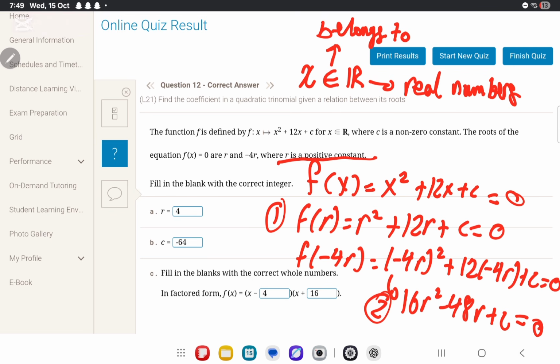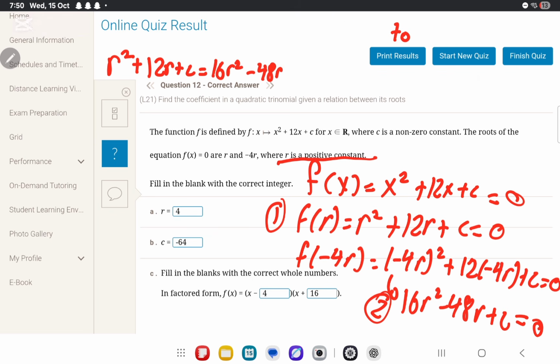So what does that mean? They're equal to each other, because remember, if a equals b and b equals c, then a equals c. It's the transitive property of equality. So we're going to say r squared plus 12r plus c is equal to 16r squared minus 48r plus c. Since they're both equal to 0, c and c will cancel.